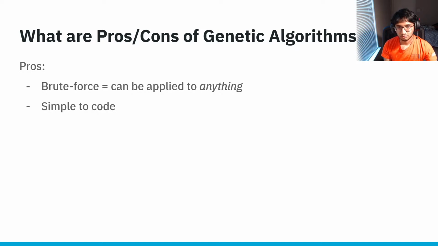And then they're also simple to code. I have a few coding examples I can show later, but you can easily create a genetic algorithm within 50 lines if you wanted to, and it's really simple.